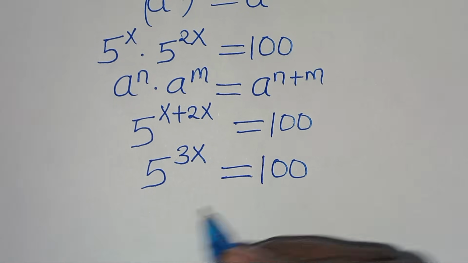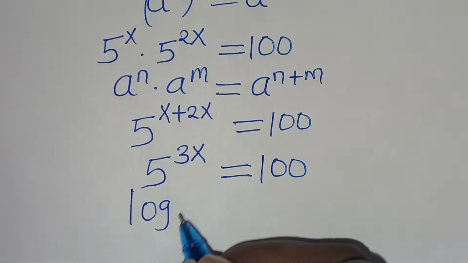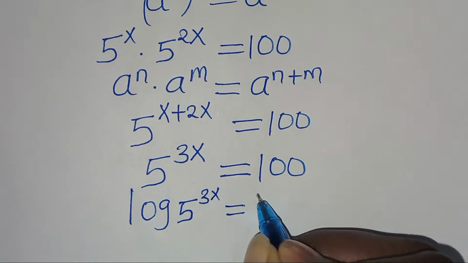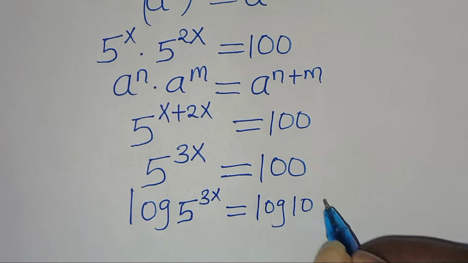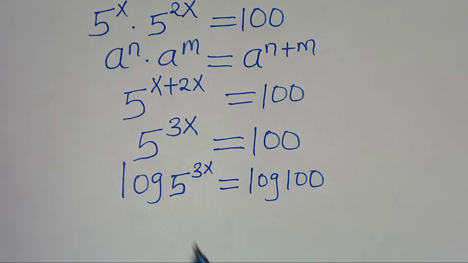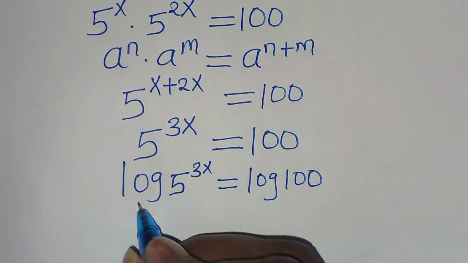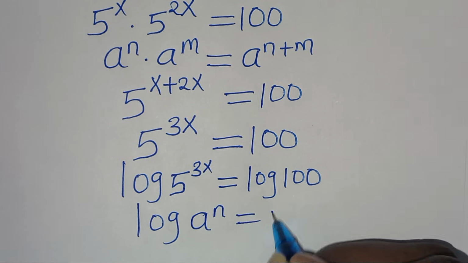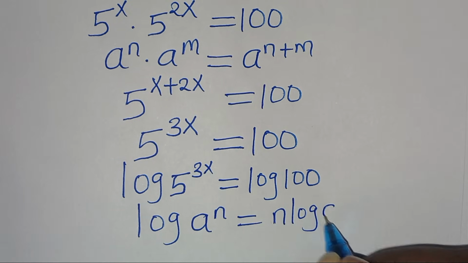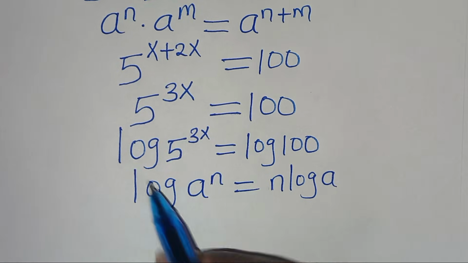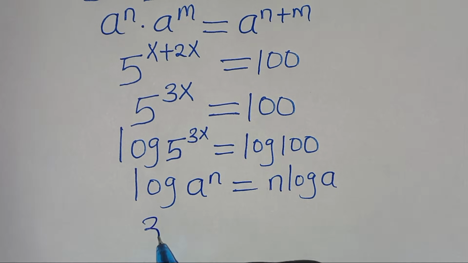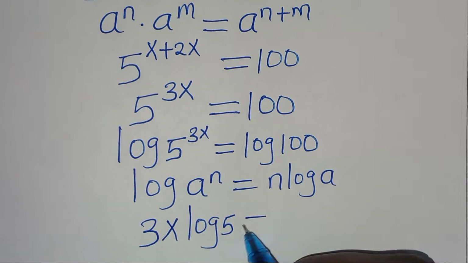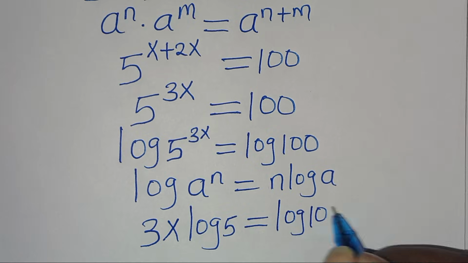To solve for x here, we introduce logarithm on both sides such that we have log 5 to the power of 3x. This is equal to log 100. Now, log 5 to the power of 3x is in the form of log a to the power of n, which we can express as n log a. Now, this is the power property of logarithm, such that log 5 to the power of 3x becomes 3x log 5. This is equal to log 100.